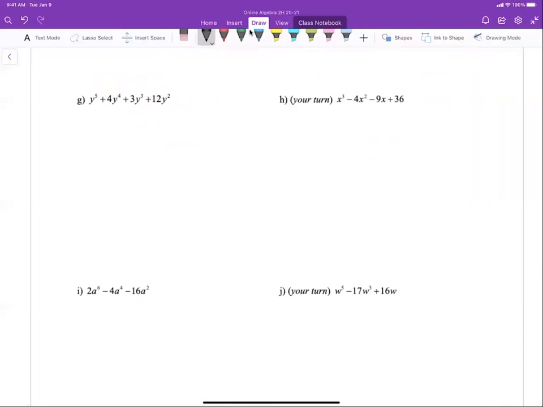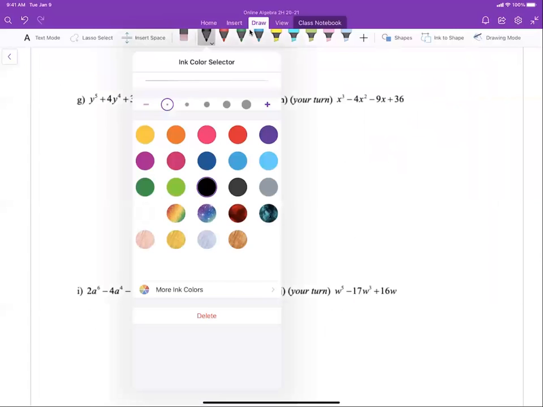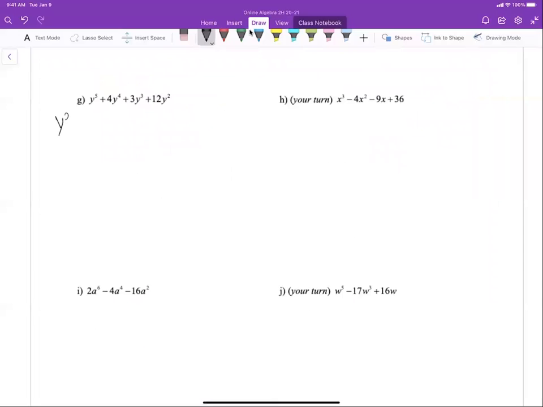The first thing we need to do is check whether we have a greatest common factor. And sure enough, I do. Look at every single one of those terms, each has a y in it. I can actually pull out a y squared. So we're going to factor out a y squared, leaving y cubed plus 4y squared plus 3y plus 12. If I divide y squared out of each one of those, that's what I'm left with.